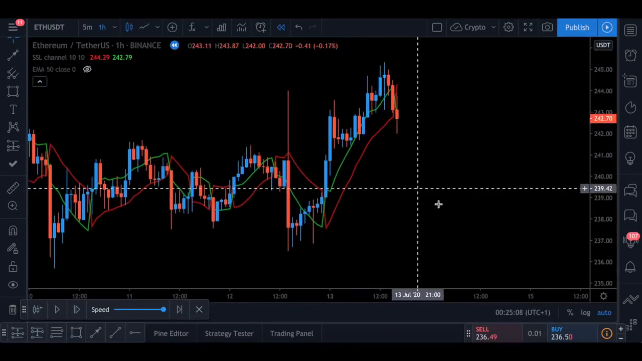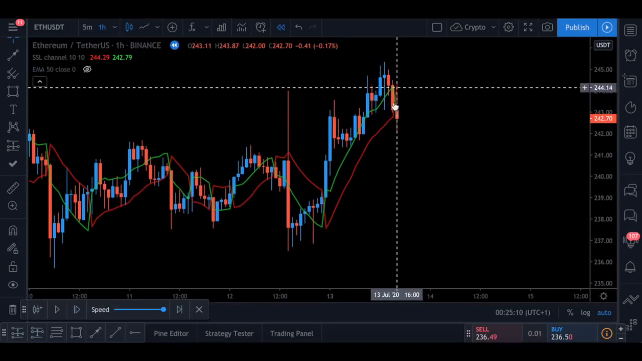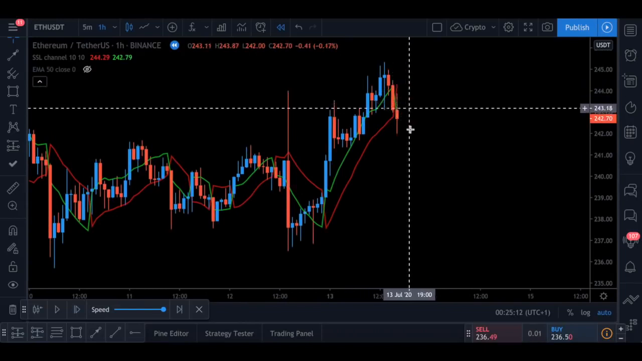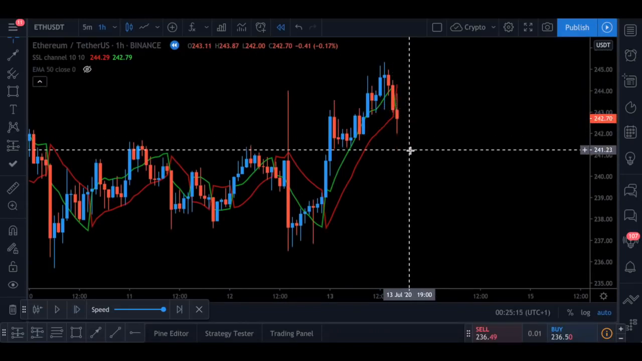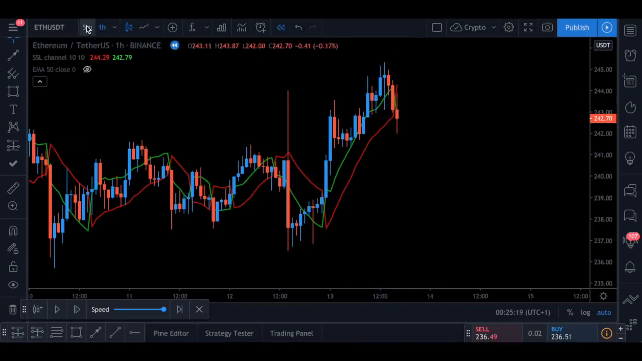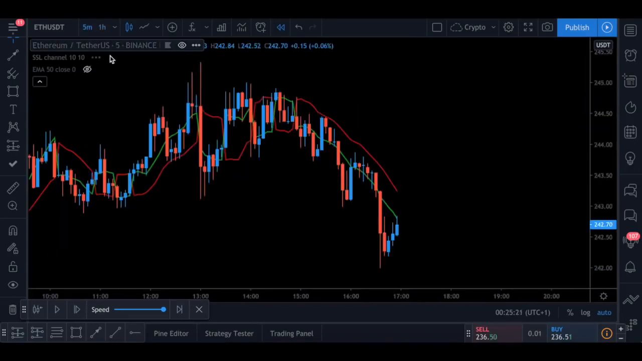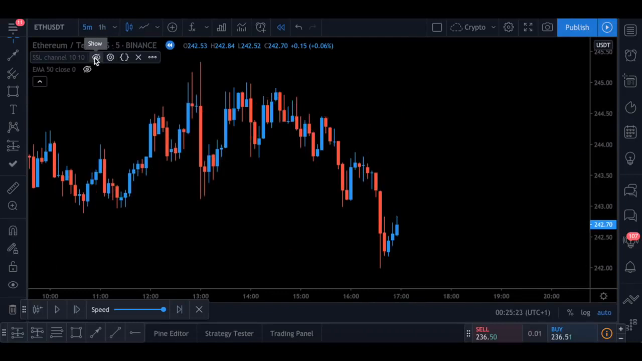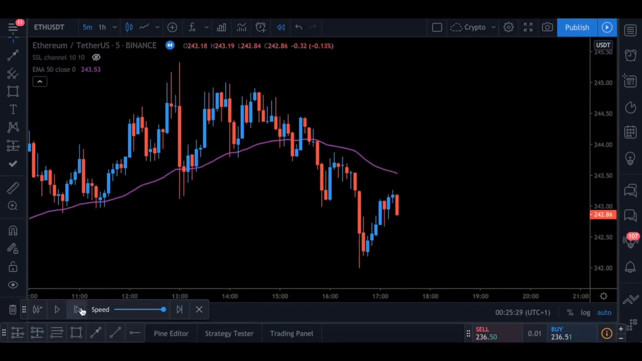So as you can see here, we have just crossed into a downtrend. The red line has just crossed above the green line. So this is the 1 hour chart, and that is a sign that we're looking for a sell trade. So we're going to go over to the 5-minute chart. Okay, and now what we're going to do is turn off the SSL channel. We're going to turn on the 50 EMA, and remember what we're looking for. We're looking for a retracement back to the 50 EMA.